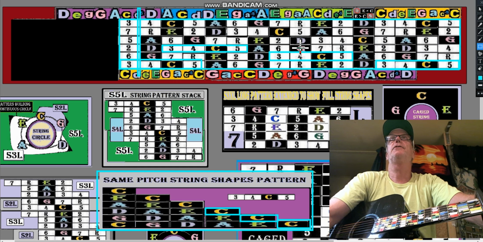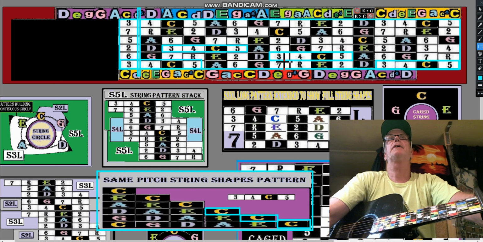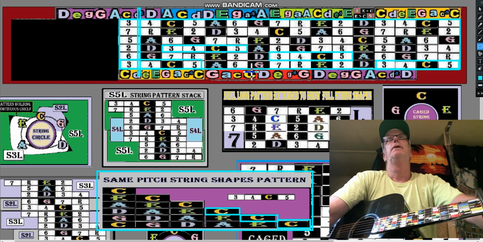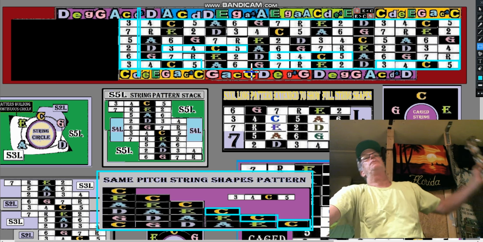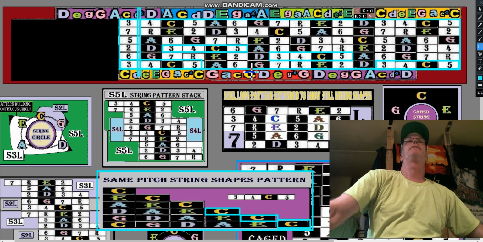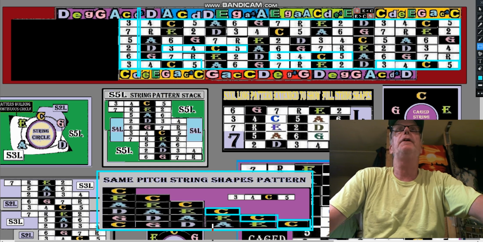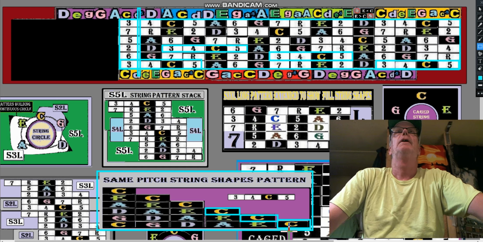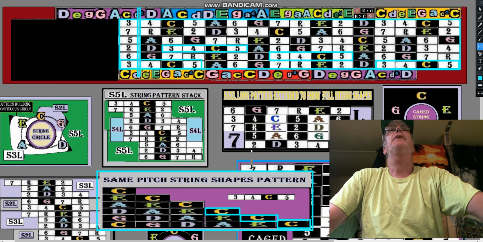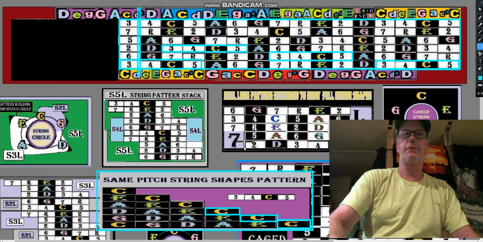Fifth of C is G, the fourth of C is G. Fourth of G is C. But in between we have an extra shape there. So we didn't really make it across our fretboard. So this really wasn't an octave, was it? It wasn't, because we have to add the other CAGED shapes.